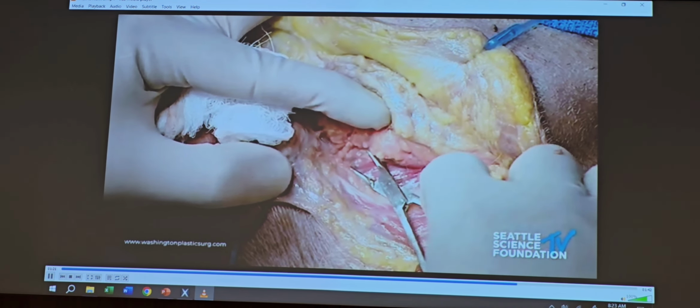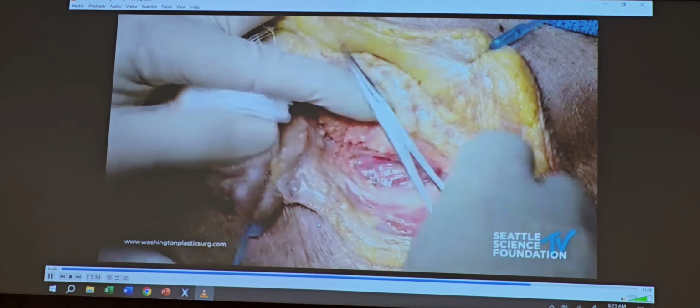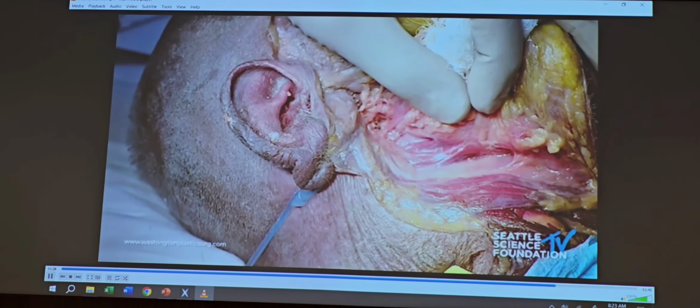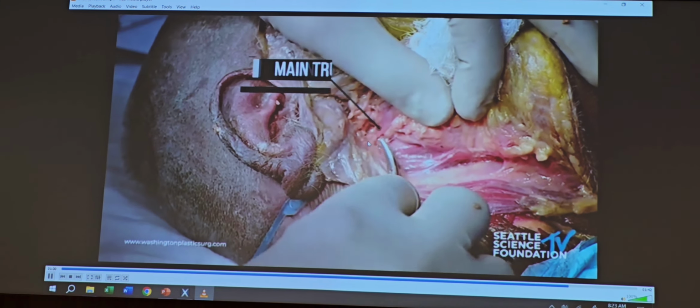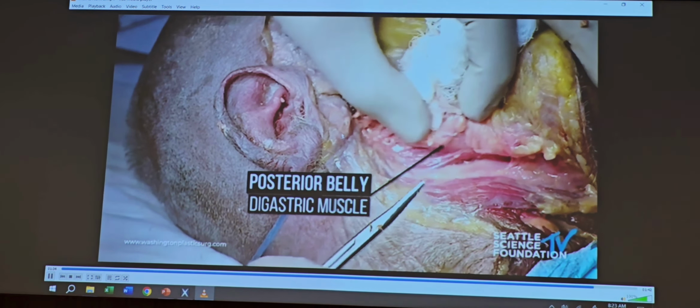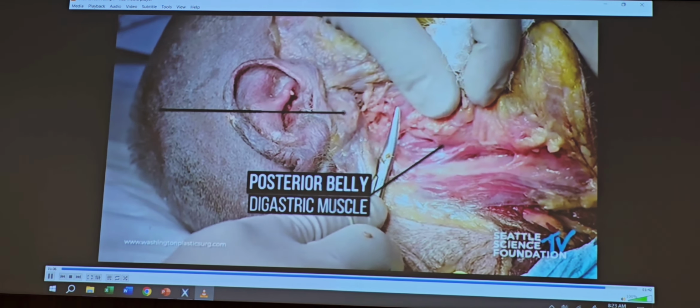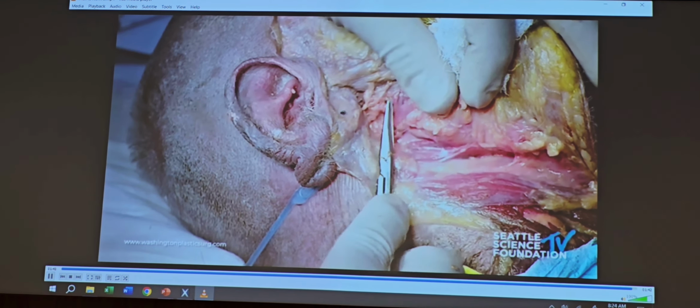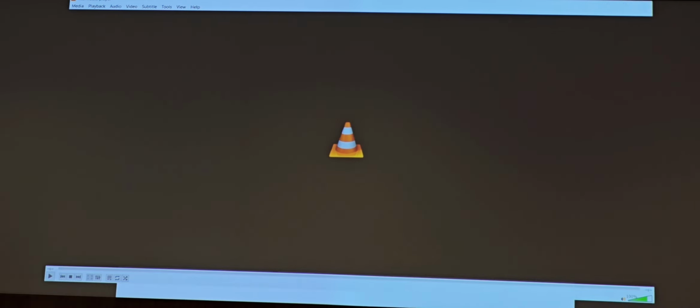So keep your instruments superficial to the posterior belly of digastric, like how we did now. And here is the main trunk of the facial nerve. You see here, this is the posterior belly of digastric, and this is the tragal pointer, and right in between is the main trunk of the facial nerve.